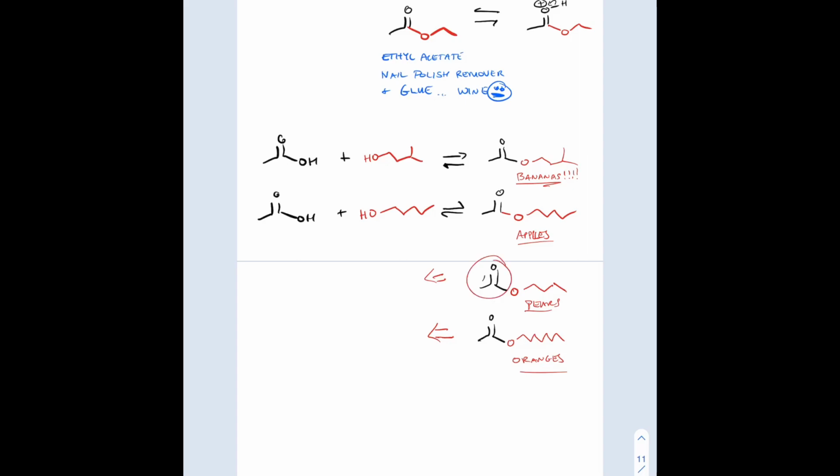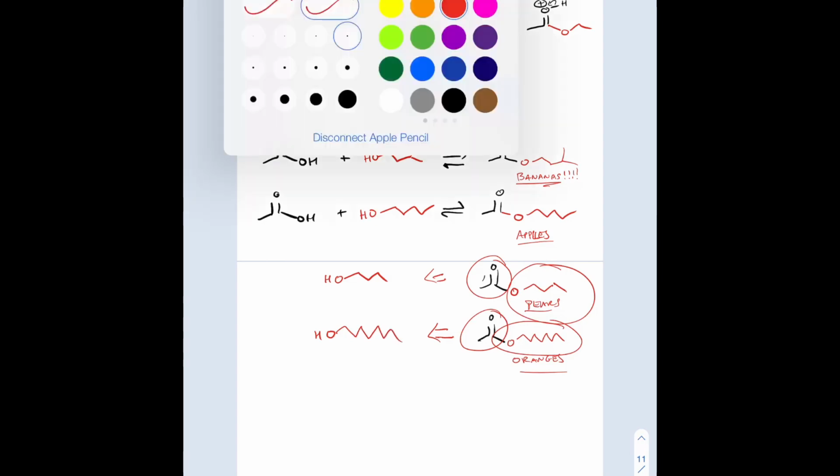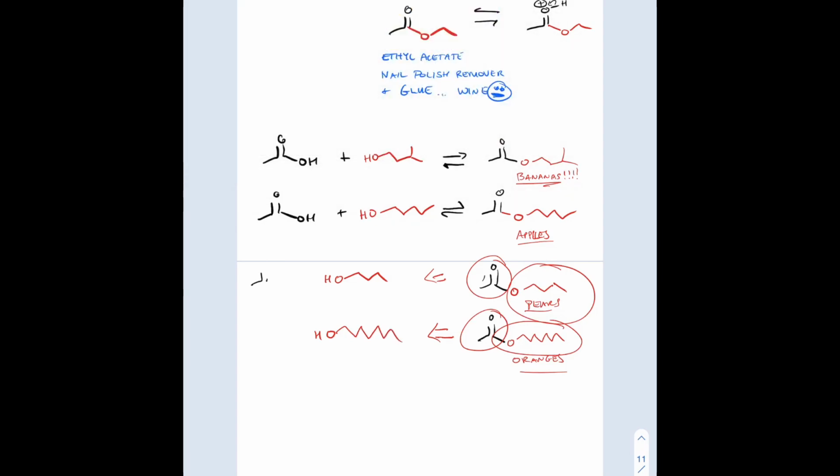So you should be able to go forward and backwards. What alcohol and carboxylic acid were needed in order to make the pear and orange smelly ester? Well, that's pretty straightforward. Pretty much the red unit, that's the source of the alcohol. Just add a hydrogen on there, and then the black unit on that structure is the carboxylic acid.